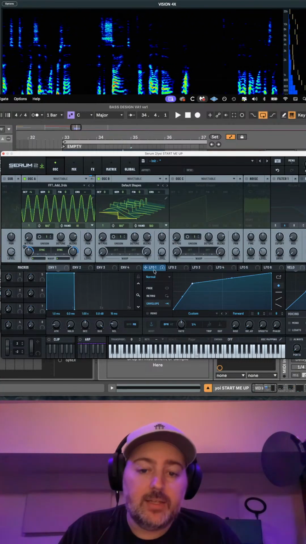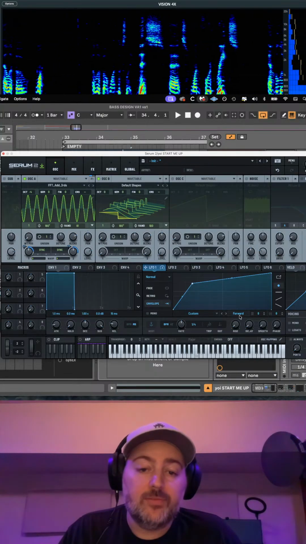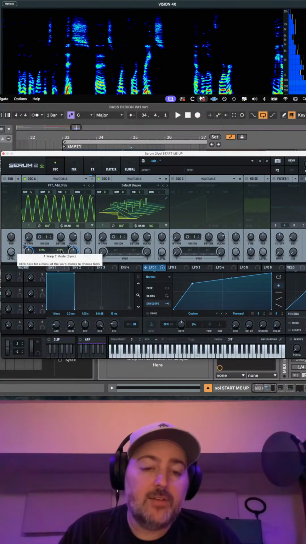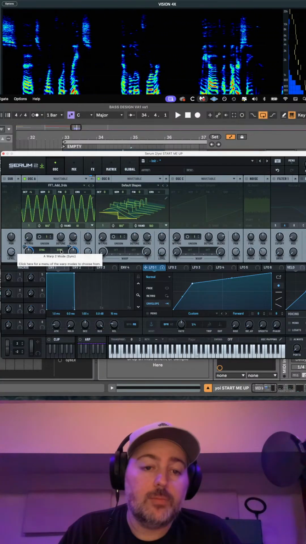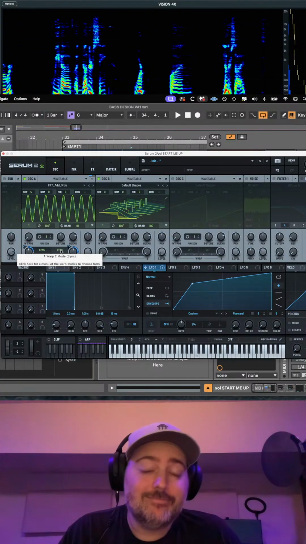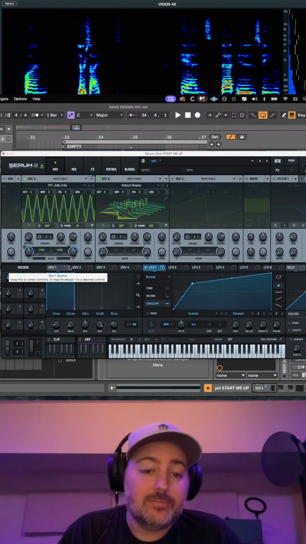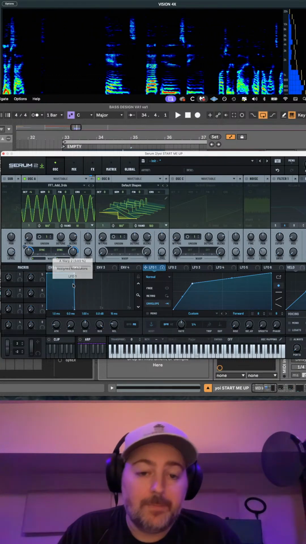LFO1 looks like this at 1/4 rate, envelope forward. We have another sync warp on the other side, and that is being modulated by LFO1 as well.